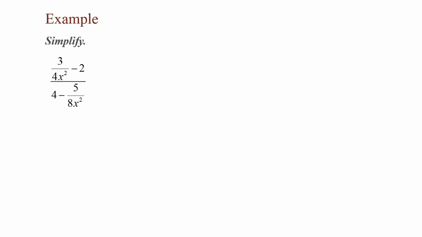In this example, simplify 3 over 4x squared minus 2 divided by 4 minus 5 over 8x squared. Looking at the original problem, I have a fraction, a whole number, and a fraction. I can easily change those whole numbers to fractions by writing them over 1. Anytime I have more than one fraction in either the numerator or the denominator, the easiest way to solve this problem is by method 2.